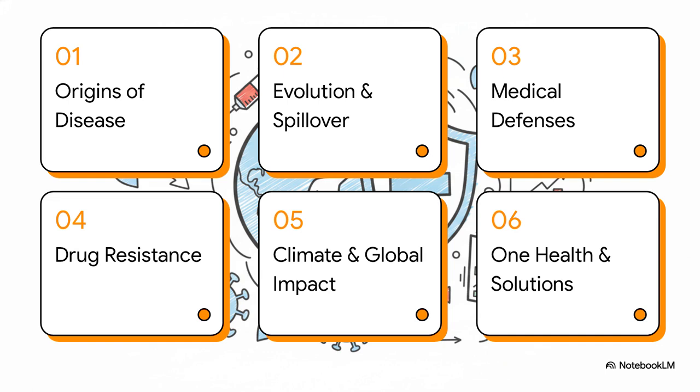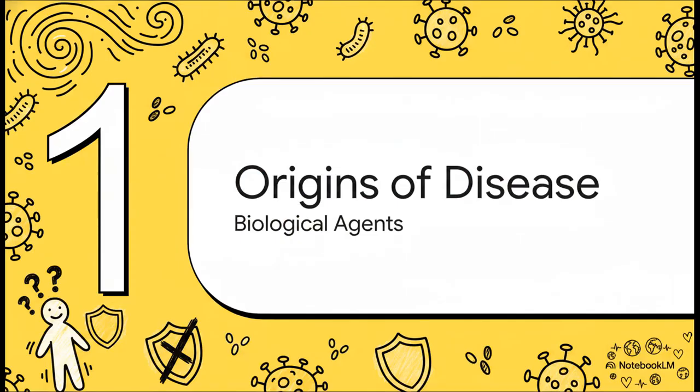Okay, here's our syllabus for today. First, we'll look at the origins of infectious diseases. Then, evolution and zoonotic spillover. Number 3 is immunity and medical defenses. Fourth, we'll tackle the threat of drug resistance. 5 is climate, biodiversity, and globalization. And finally, One Health and future solutions. Let's get into it. Section 1.